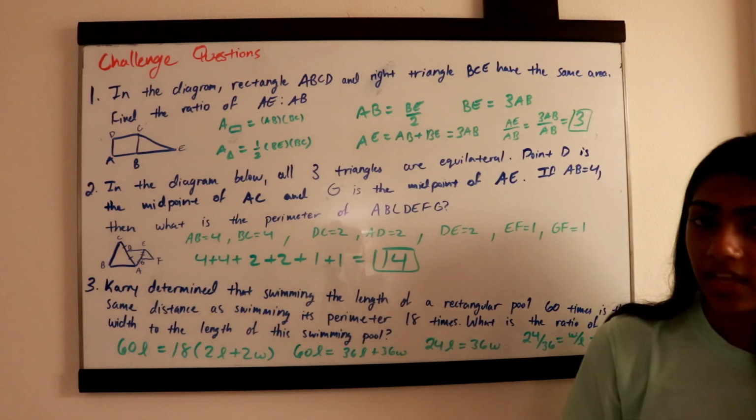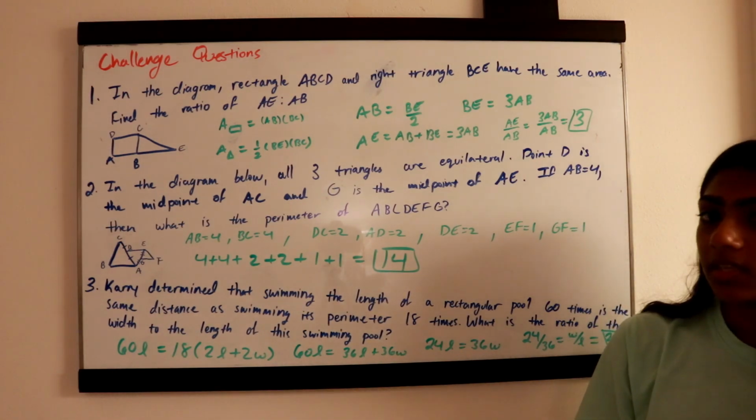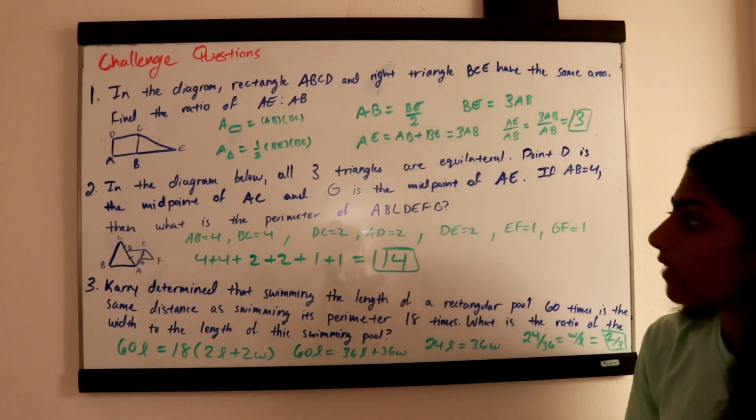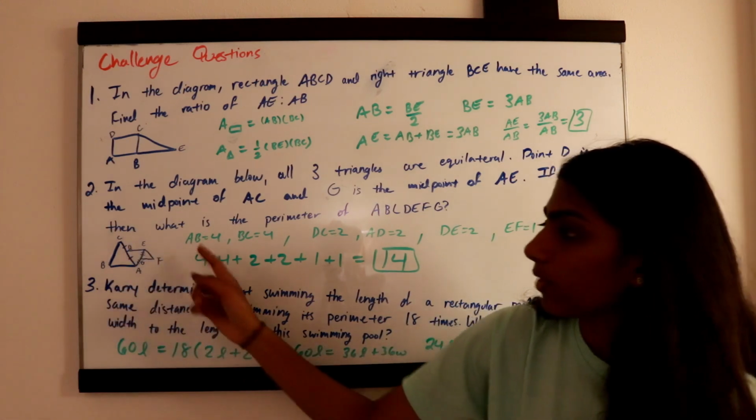Now, for number 2, in the diagram below, all three triangles are equilateral. Point D is the midpoint of AC, and point G is the midpoint of AE. If AB equals 4, then what is the perimeter of ABCDEFG? So we're going to find the perimeter of this whole thing.